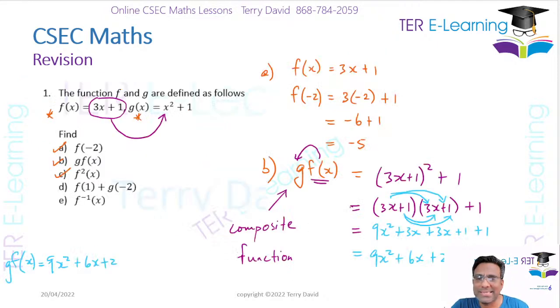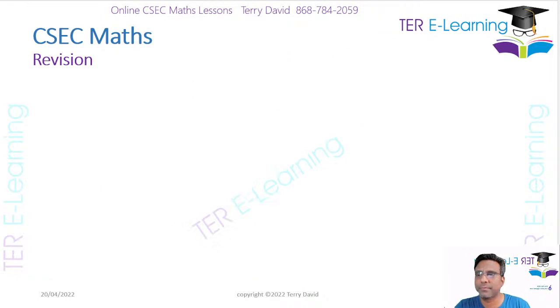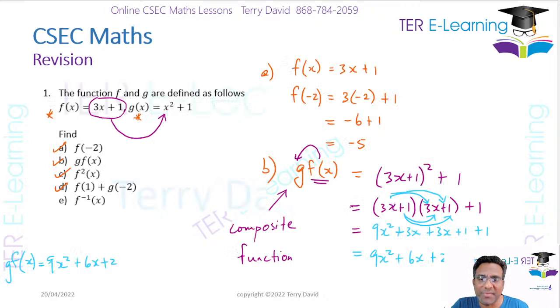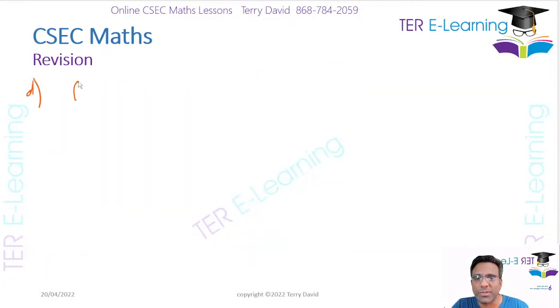Right, so that's part C. We still need to work out part D. In part D now, we want to find f of 1 plus g of minus 2. So you want to work out f of 1 plus g of minus 2.